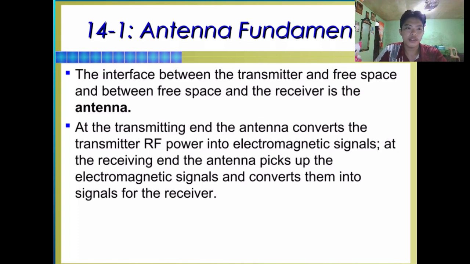Antenna fundamentals. The interface between the transmitter and the free space, and between free space and receiver, is the antenna. At the transmitting end, the antenna converts the transmitter RF power into electromagnetic signals. At the receiving end, an antenna picks up electromagnetic signals and converts them into signals for the receiver.